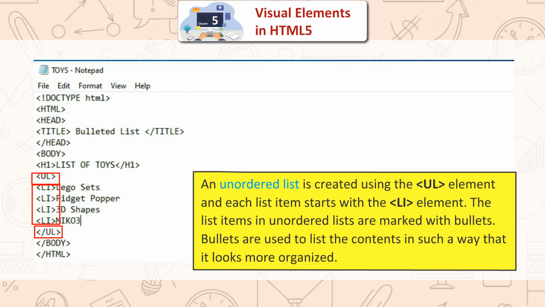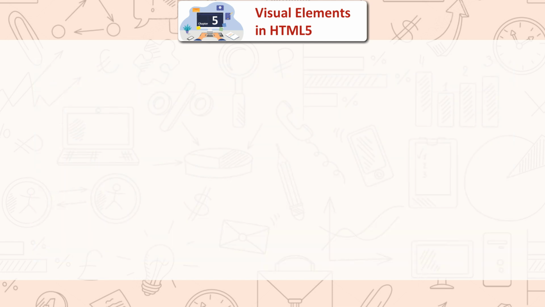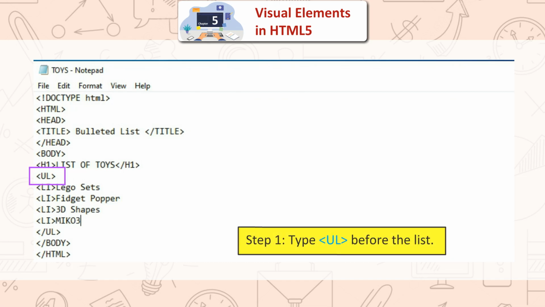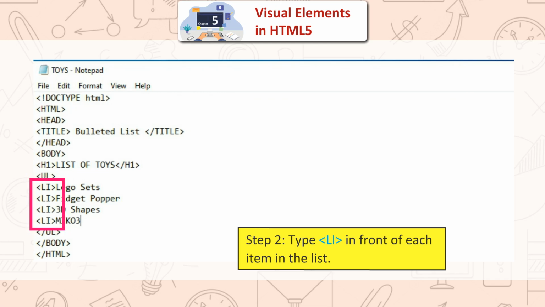Bullets are used to list the contents in such a way that it looks more organized. Follow the steps below to create a bulleted or unordered list. Step 1. Type UL before the list. Step 2. Type LI in front of each item in the list. Step 3. Type /UL at the end of the list.